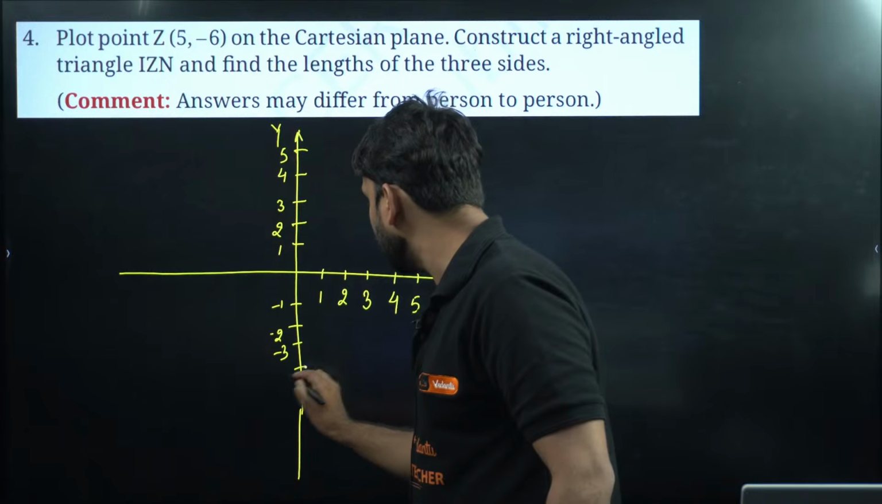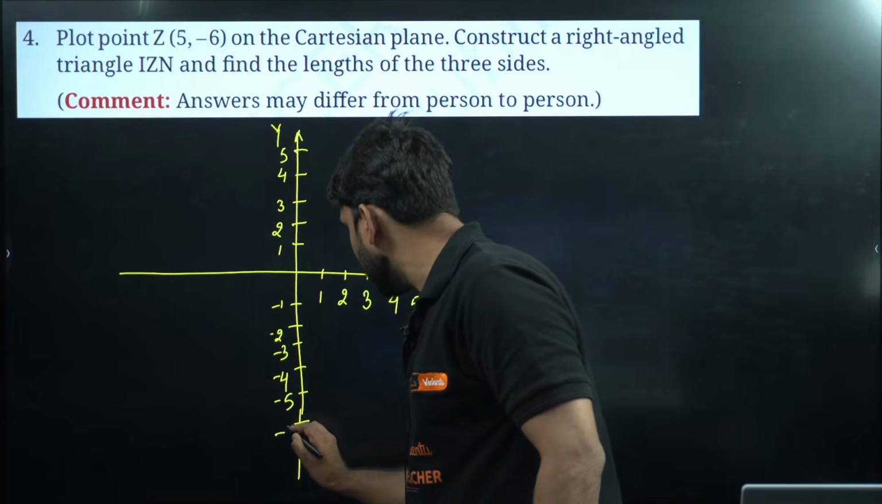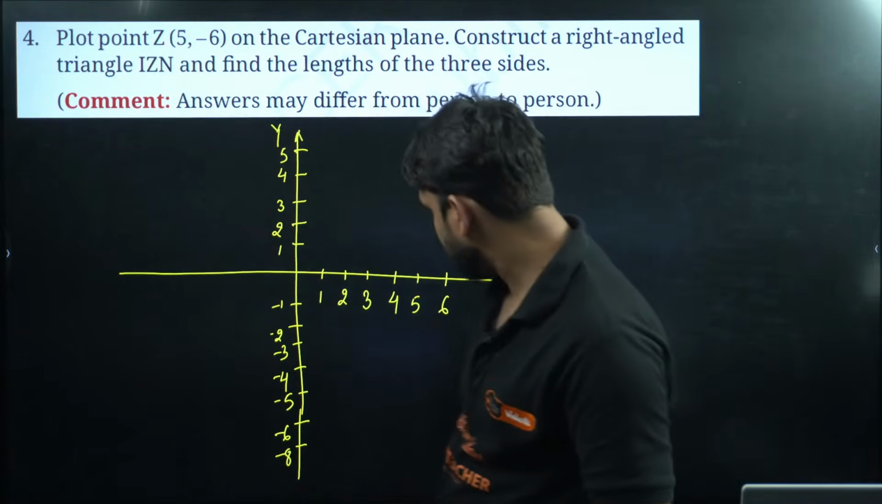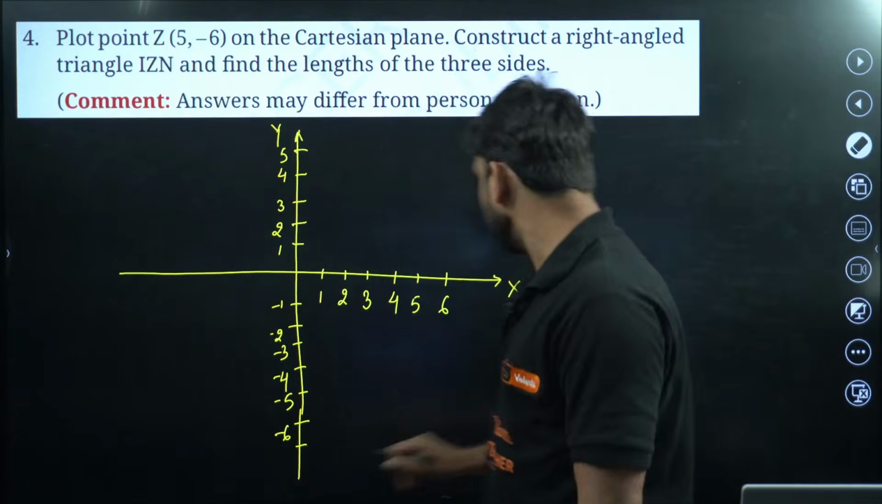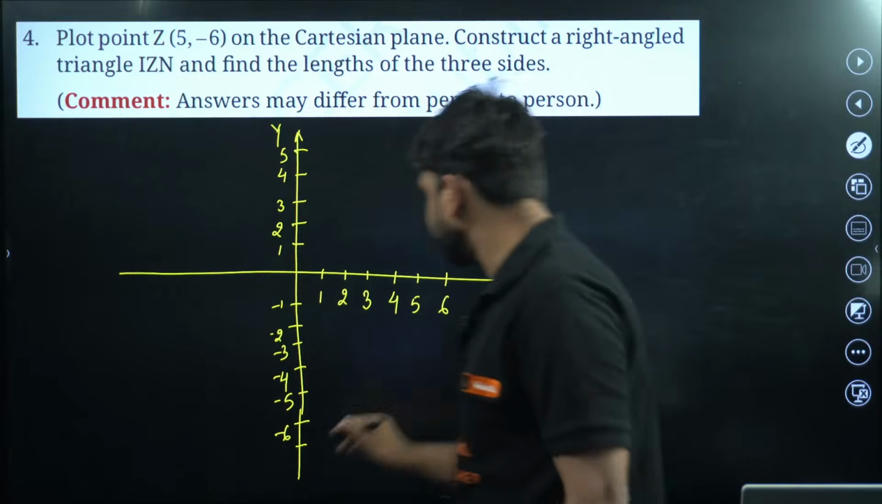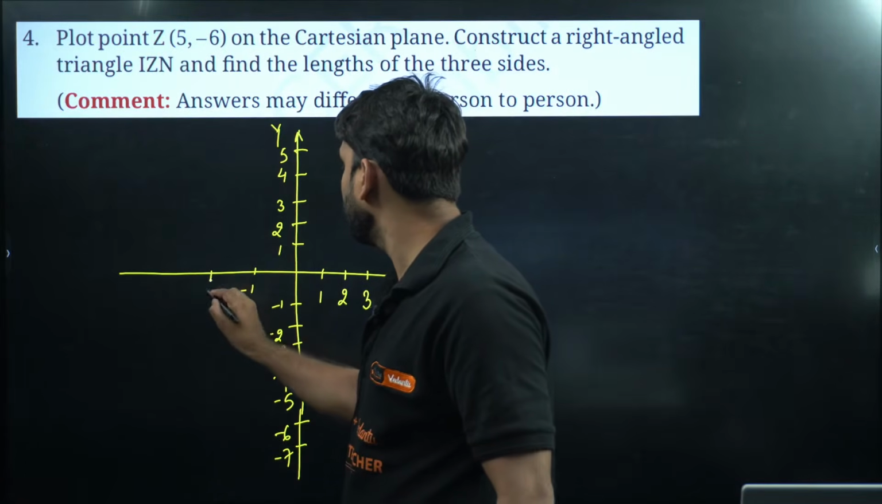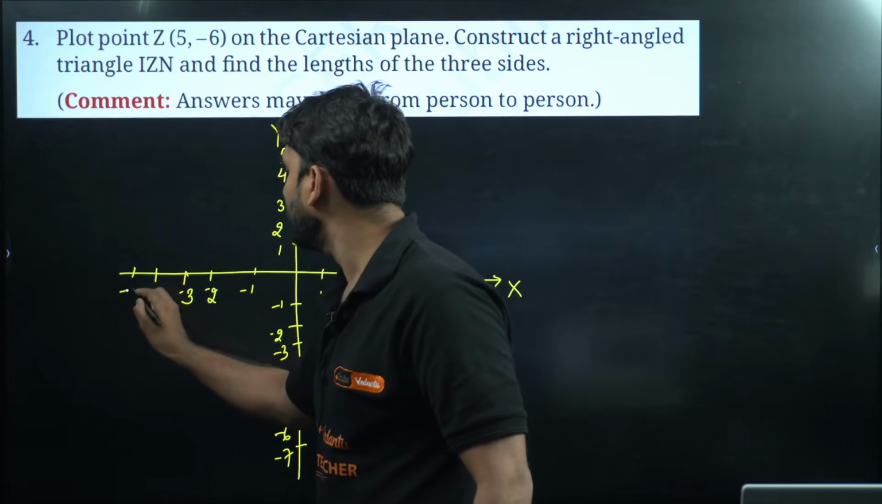Minus 2, minus 3, minus 4, minus 5, minus 6, minus 7. Okay, and here minus 1, minus 2, minus 3, minus 4, minus 5.